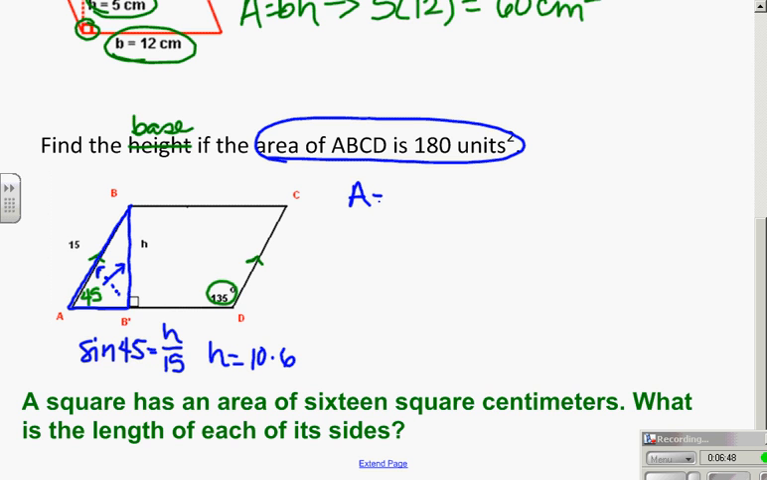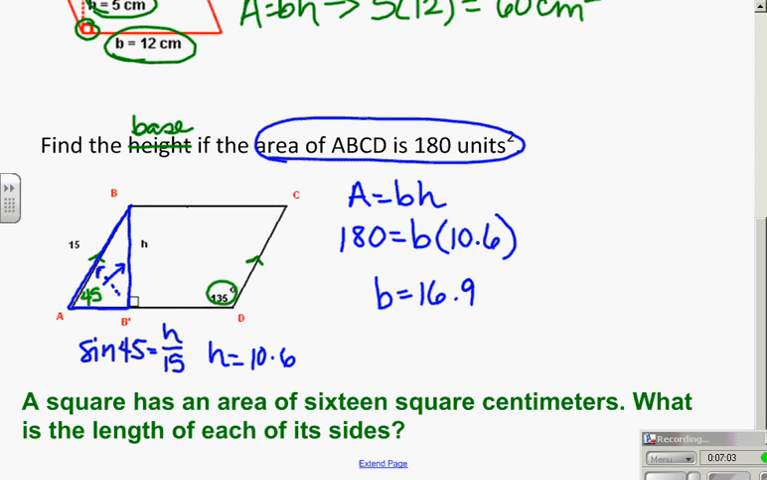Now, once I know my height and I know the area is base times height, fill in what you know, 180. The base I don't know, my height is 10.6. Divide both sides by 10.6, and we find out that my base is 16.98 units. So again, another way to take what seems to be an easy concept and up the ante a little bit for our level of mathematics.